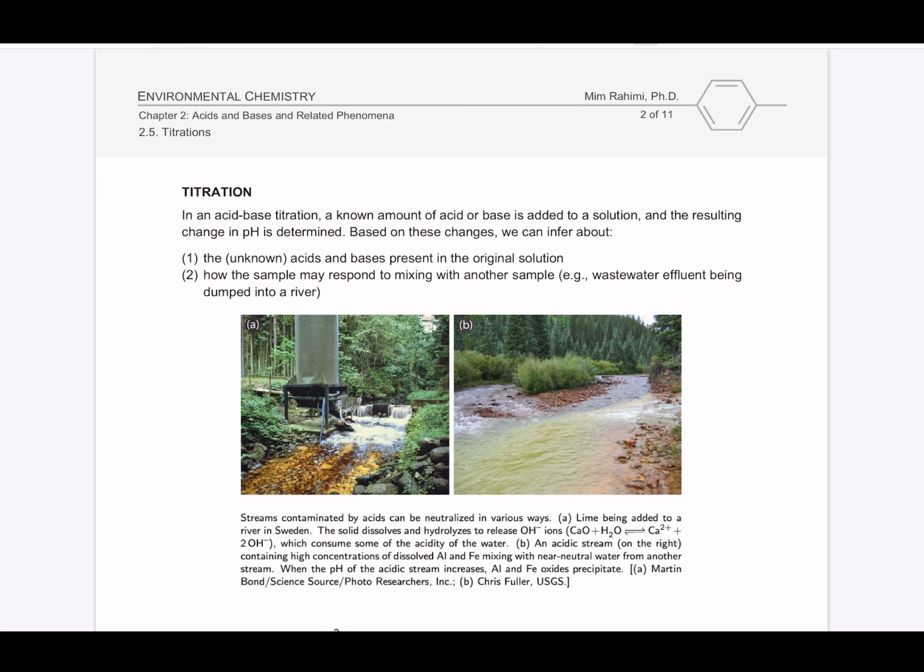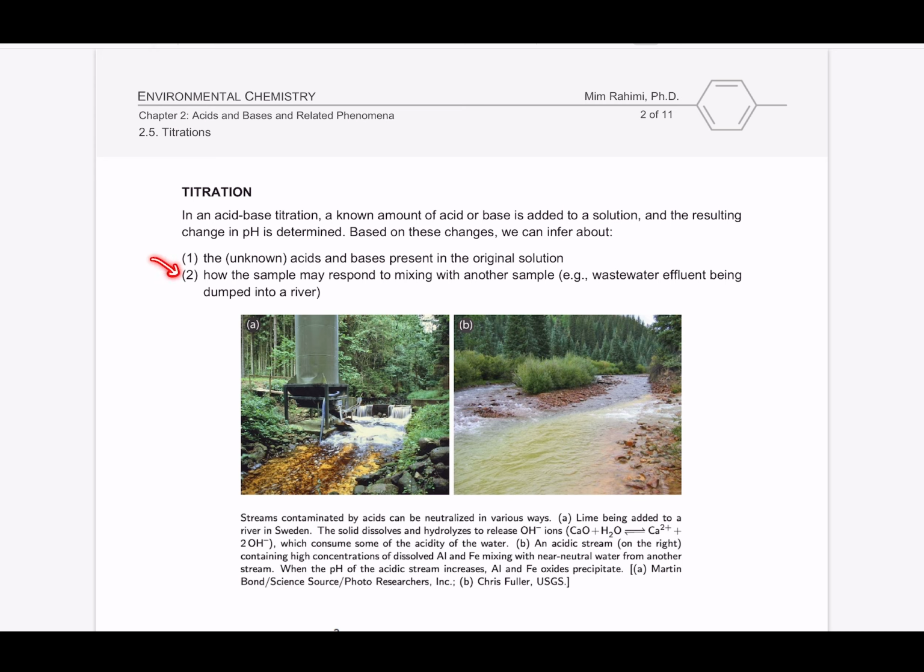This could have potentially two important interpretations. The first one is the unknown acid or base present in the original solution. We can talk about that and figure out what we have there. That's what we're looking for in this lecture, basically the whole idea of titration.